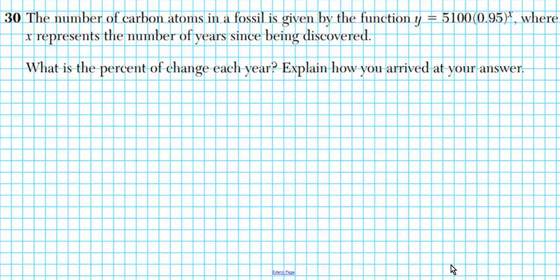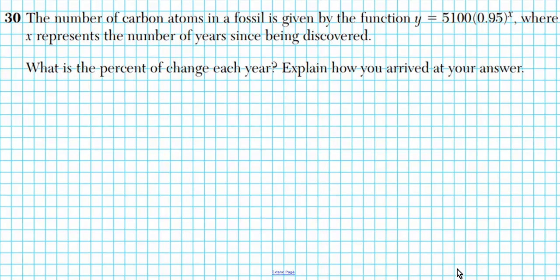Okay, let's take a look at number 30. It says the number of carbon atoms in a fossil is given by the function y equals 5100 times 0.95 raised to the x, where x represents the number of years since being discovered. Question: what is the percentage of change each year? And explain how you arrived at your answer.